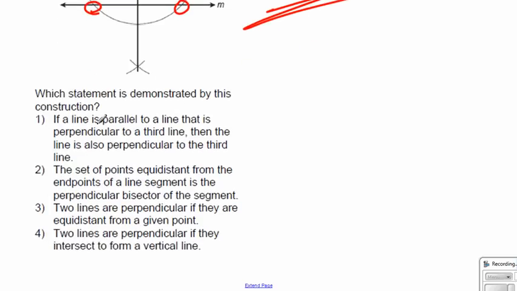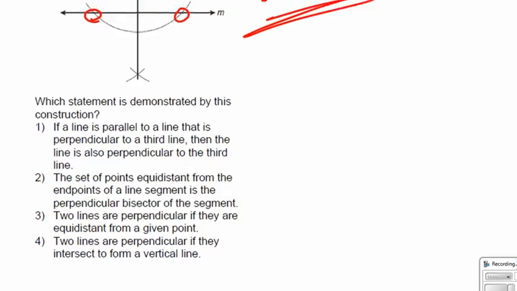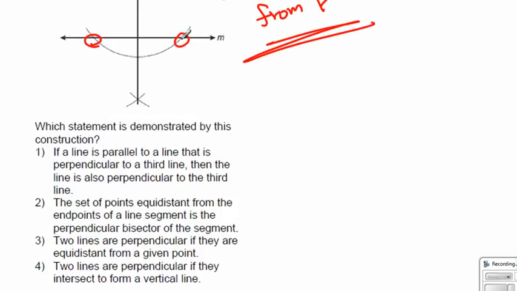Then here, if a line is parallel to a line, we're not talking about parallel lines here. If a set of points equidistant from endpoints of a line segment, that seems to be pretty close, in a way, as we're talking about this line segment, even though M is the line. We're talking about the inner portion right here. So a set of points equidistant from endpoints of a line segment, which means coming up from this particular point, is the perpendicular bisector of the line segment. Yes, that seems to be the closest at this point.